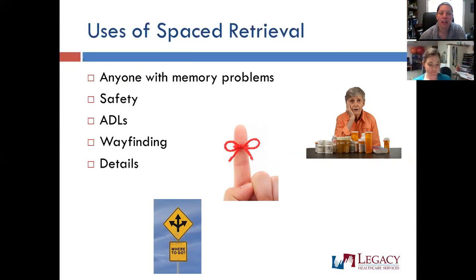Erin, one of the questions that popped into my head just now is many of our residents and clients are going to have difficulty with more than one of these areas. So if you find that they're receptive and the spaced retrieval technique works, can you use it for multiple things? For example, could you use it for walker safety and wayfinding, or should it really just be concentrated in one area? You can use it for multiple things, just not at the same time.